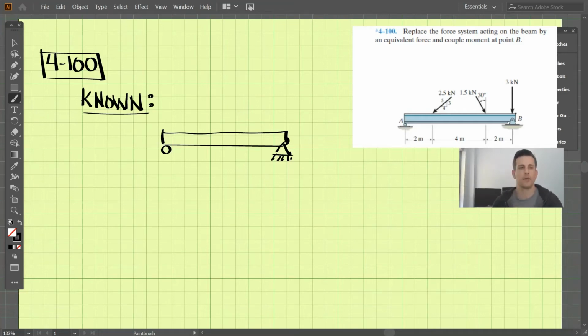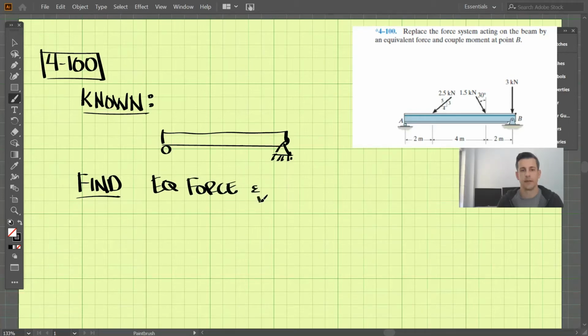Okay, so this is problem 4100. I have shown the problem up there on the upper right hand side of the screen. And what this problem is actually asking for is for us to find the equivalent force and moment at B.